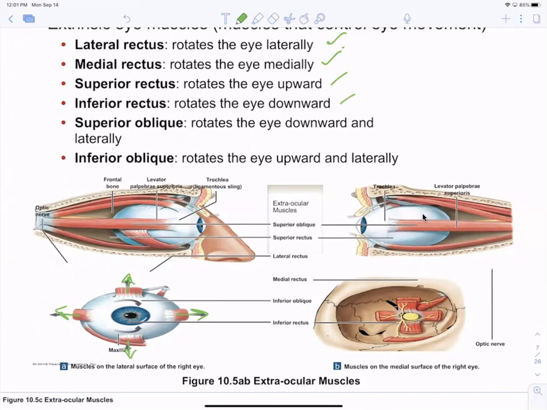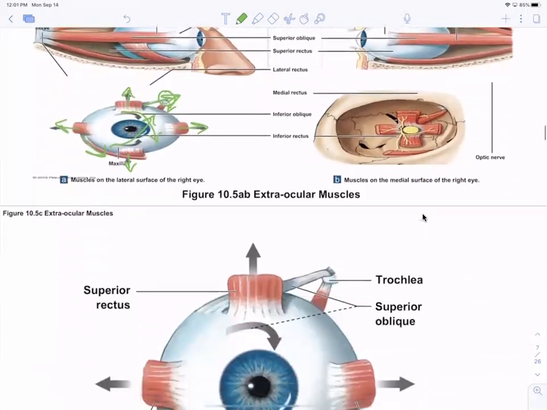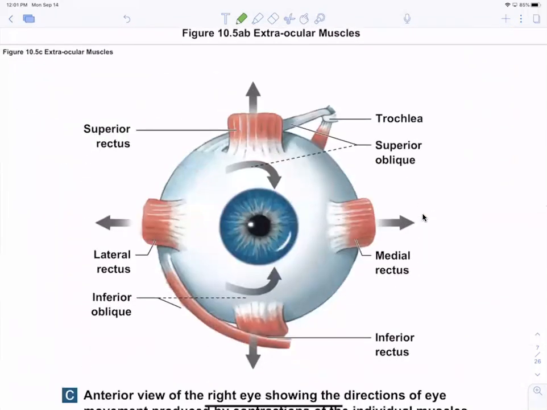Now you have two obliques. Oblique means at an angle. And so this one has this trochlear sling right there. So it pulls up and then pulls down, and it's going to rotate your eye down, or it's going to pull and rotate your eye up. So when you look cross-eyed at your nose and you look up, that's your inferior oblique. If you're looking down at your nose cross-eyed, that's your superior oblique. So they just kind of rotate your eyes. And this kind of shows you.